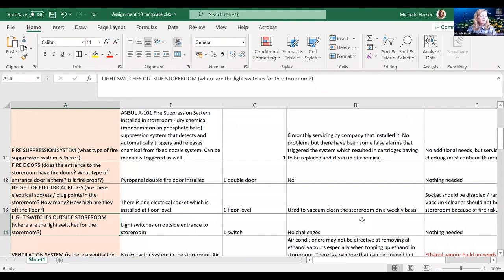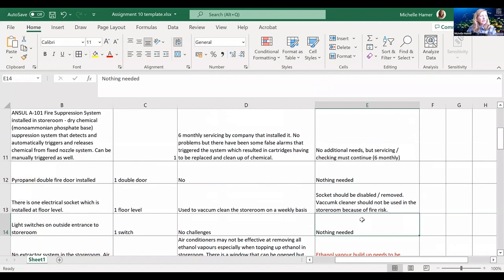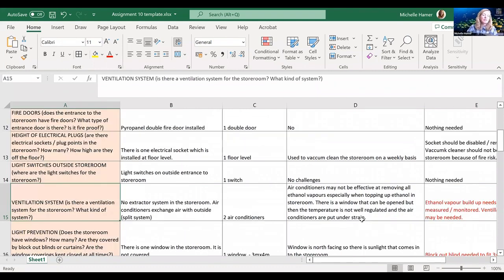And then a ventilation system. Is there a system, like an extraction system? When you're topping up ethanol in that storeroom, you'll often get a buildup of vapors. It's a risk to you, but it's also a very big fire risk. And I don't know how much. Some containers might not be completely sealed, and then you'll get evaporation of the ethanol out of there, and you get a buildup of ethanol vapors.